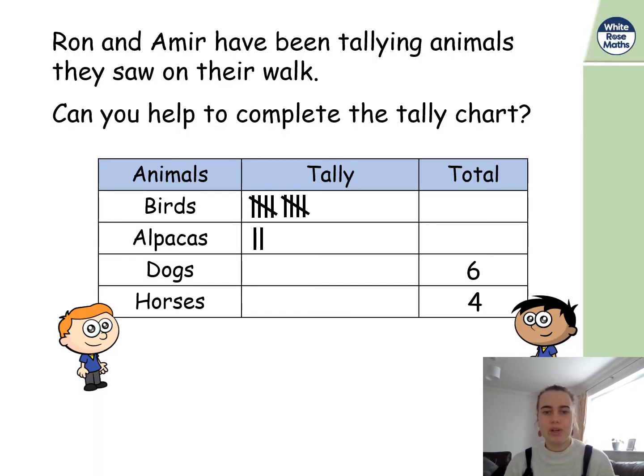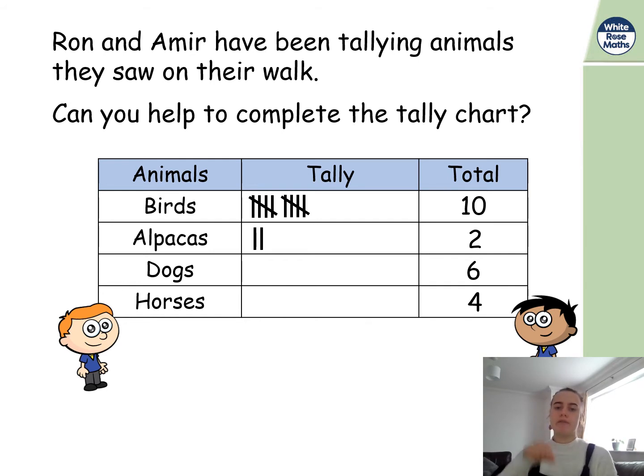Okay, so Ron and Amir have been tallying animals they saw on their walk. Can you help to complete the tally chart? So we've got some tallies and we've got some totals. So let's have a look at birds at first. How many tallies are there in birds? Remember, if it's got a cross through it, that's 5. So you can count those up in 5. So that's 5, 10. So they saw 10 birds. How about alpacas? How many alpacas did they see? They saw 2 alpacas. Now for dogs, we've got the total. We know that we've got 6.